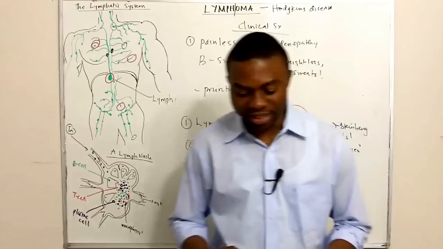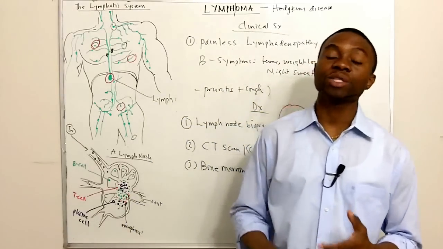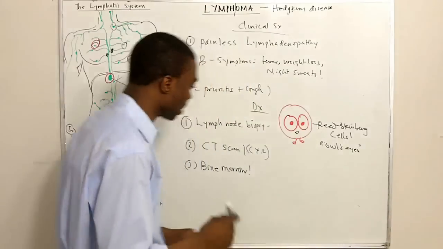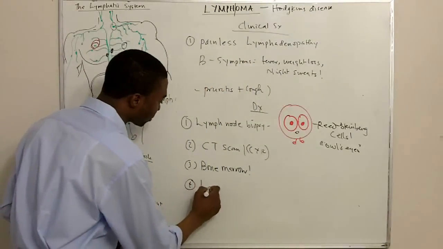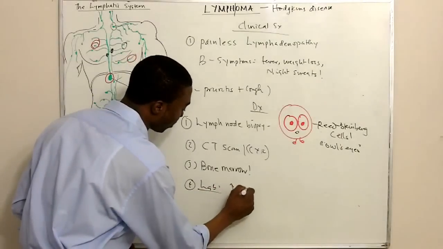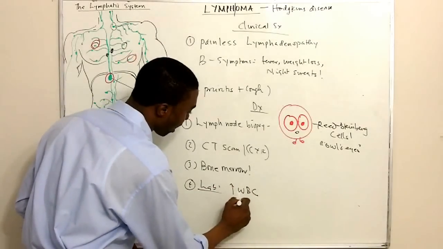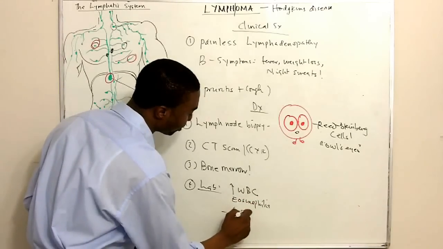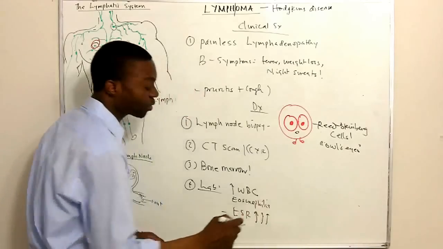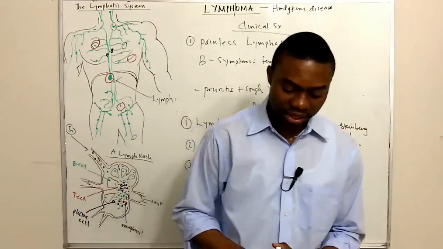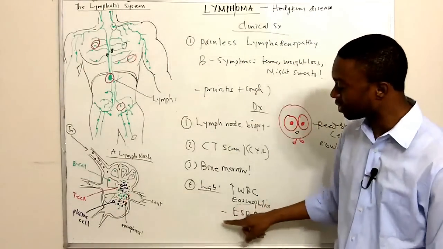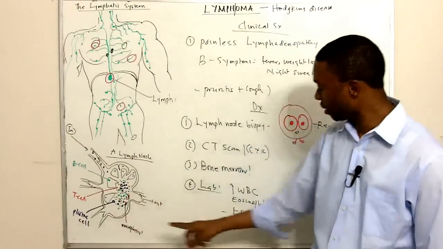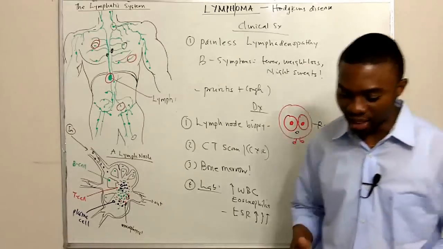Lab-wise, we might see leukocytosis, eosinophilia, and the level of ESR is sometimes high. So on labs we might just see a high white count, a lot of eosinophils, as in eosinophilia, and the erythrocyte sedimentation rate is often elevated. And that is just telling you the disease activity is going on, because there's a lot of inflammatory infiltrate. If there's inflammation, you're going to expect your ESR to be elevated.